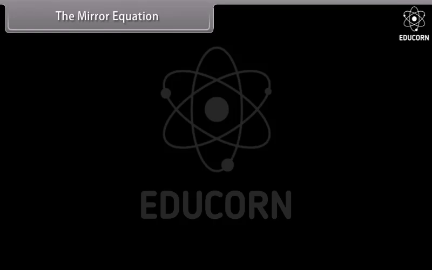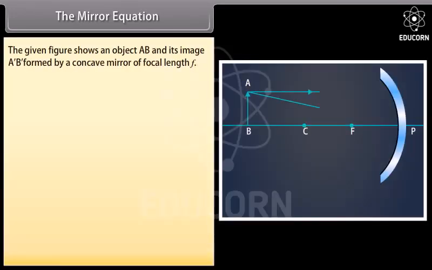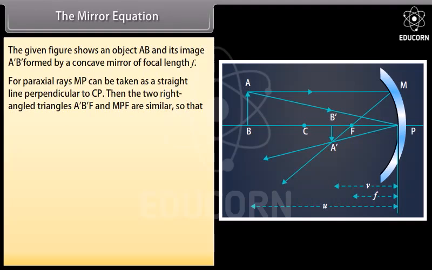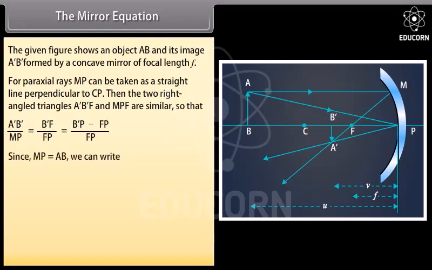The mirror equation. The given figure shows an object AB and its image A', B' formed by a concave mirror of focal length f. For paraxial rays, MP can be taken as a straight line perpendicular to CP. Then the two right-angled triangles A'B'F and MPF are similar, so that A'B' by MP is equal to B'F by FP, which is equal to B'P minus FP by FP. Since MP is equal to AB, we can write A'B' by AB is equal to B'P minus FP by FP.